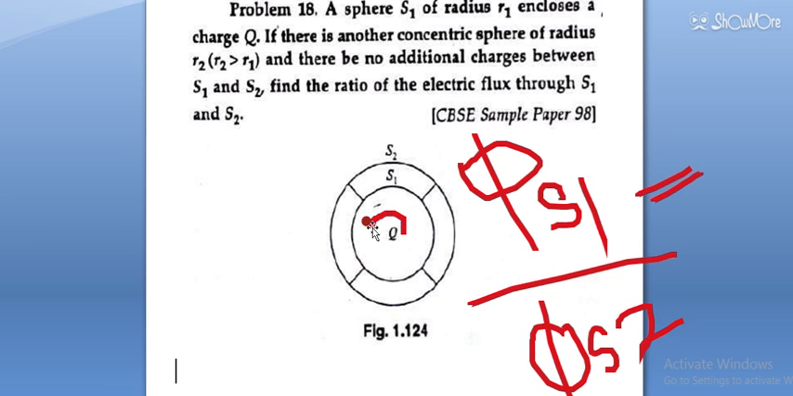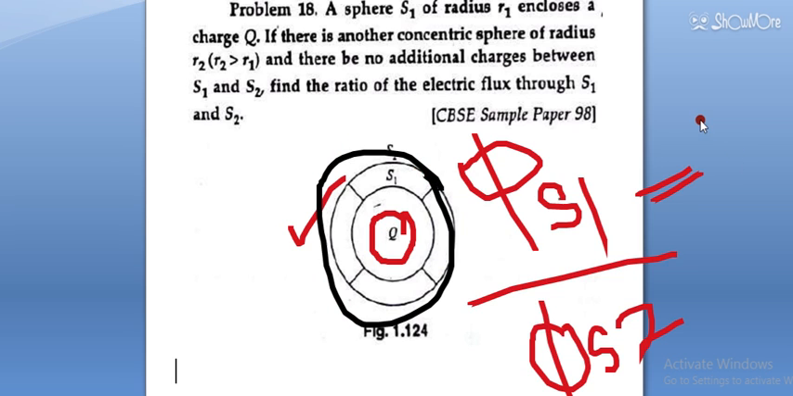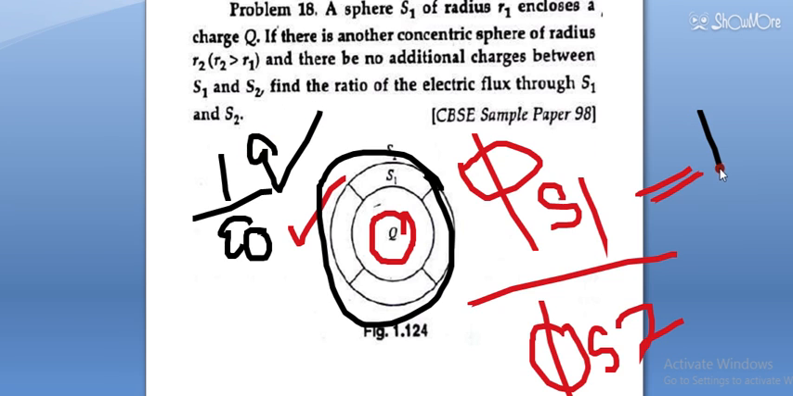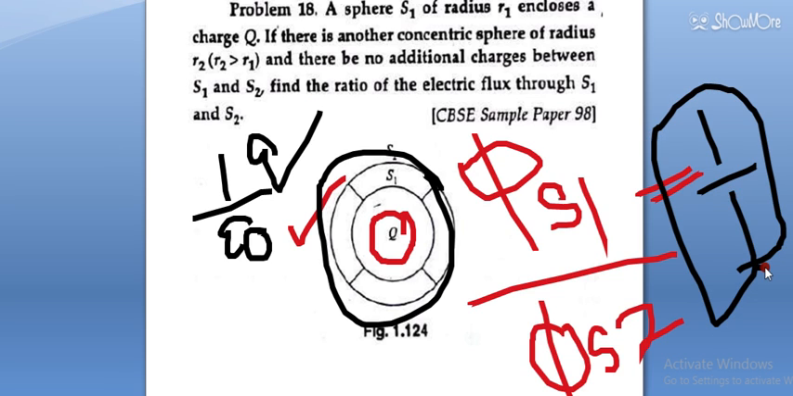Students, see, in the surface S1 only charge Q is enclosed, and in the surface S2 also only charge Q is enclosed. That means flux is what? Flux depends upon the total enclosed charge. So the total enclosed charge is the same for the surfaces S1 and S2. That means the ratio will be 1:1. So the same flux will be there from S1 and the same flux from S2. I hope the question is clear.